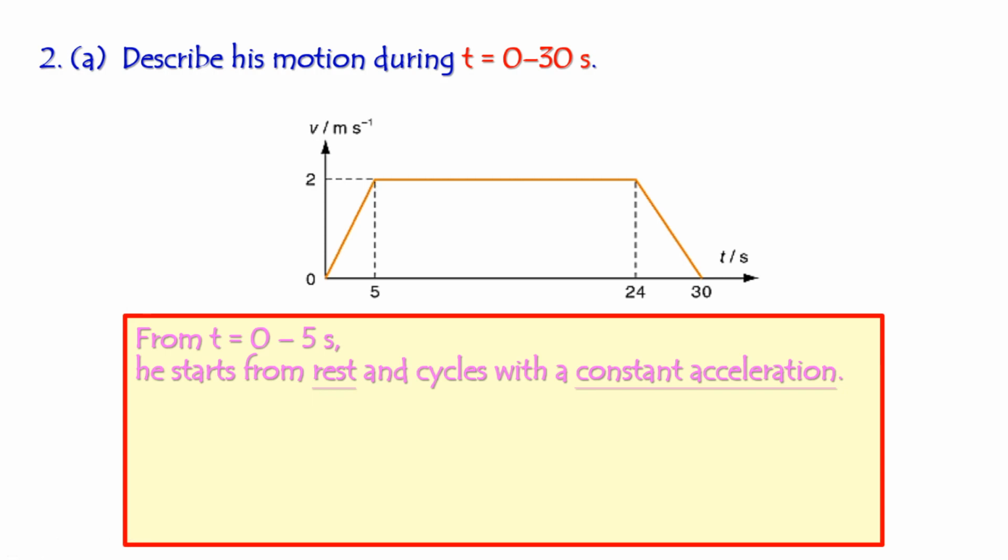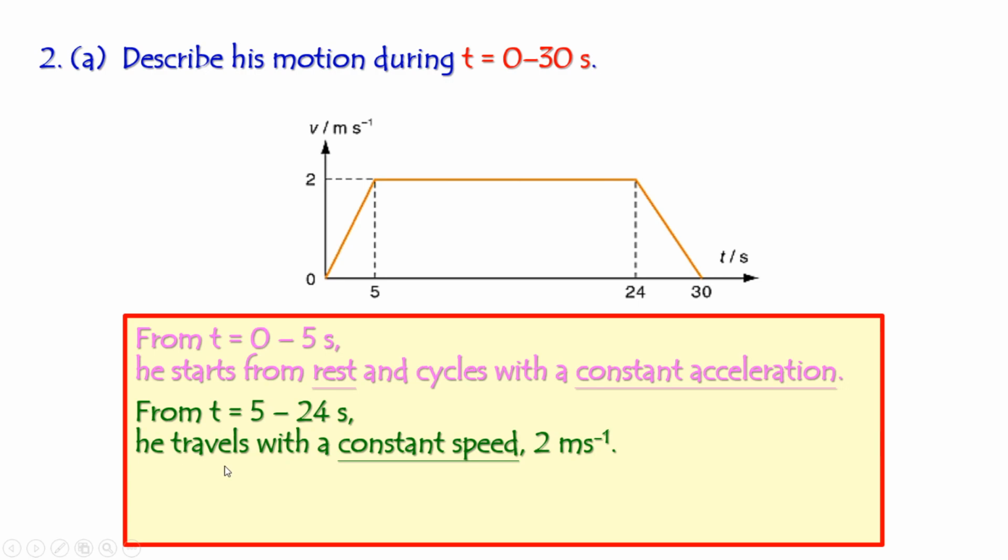For the second part of the journey, that means from 5 to 24 seconds, the speed is kept constant, which is equal to 2 meters per second. So I will say in this way, he travels with a constant speed, 2 meters per second. His speed doesn't change. It is constant throughout the second part of the motion, right?